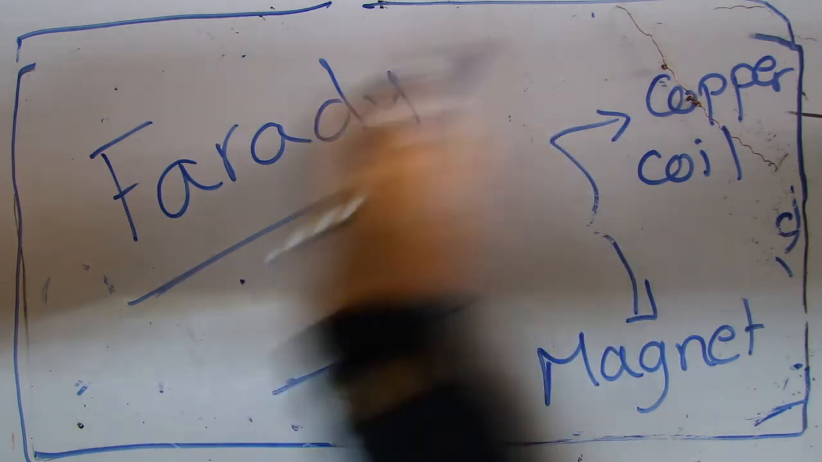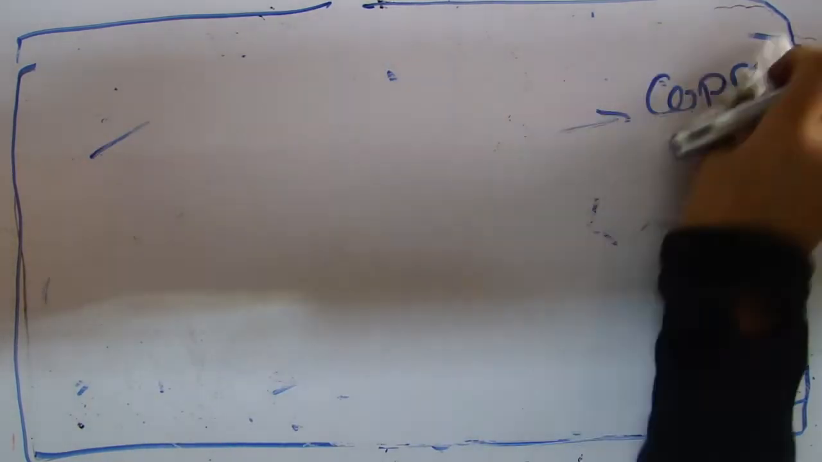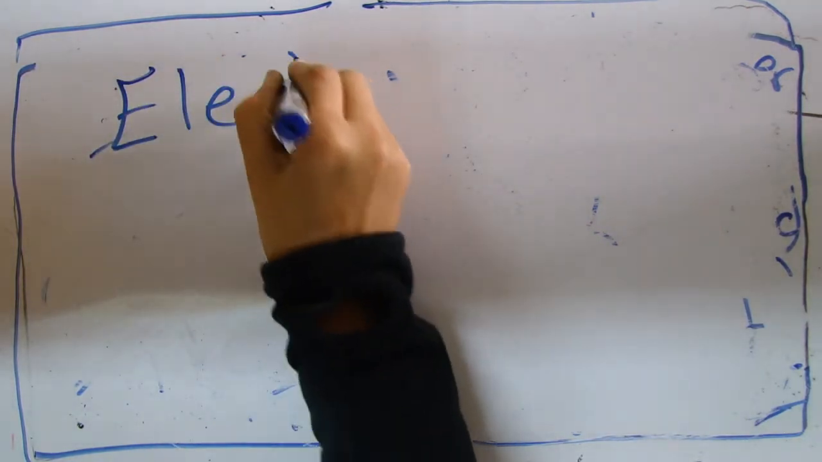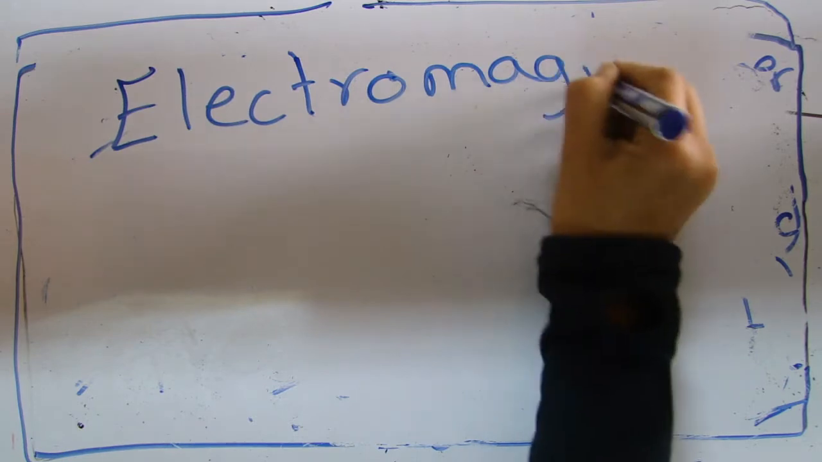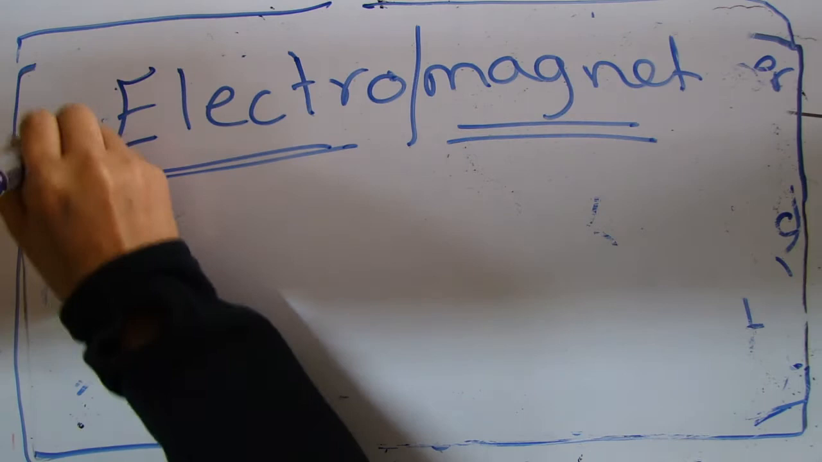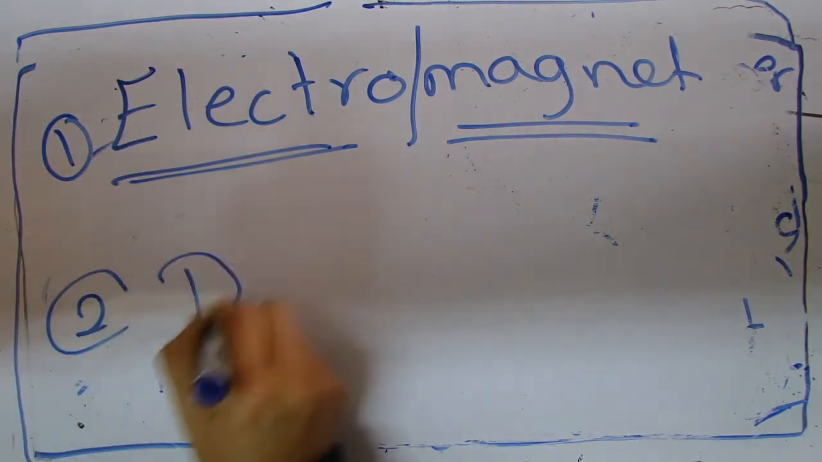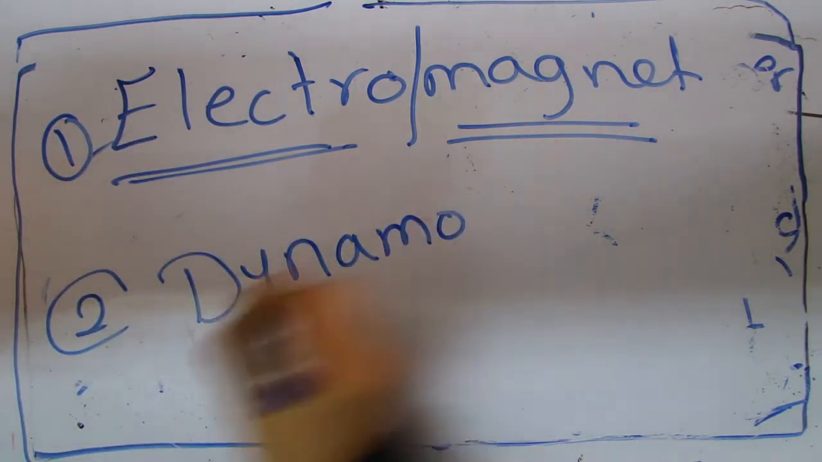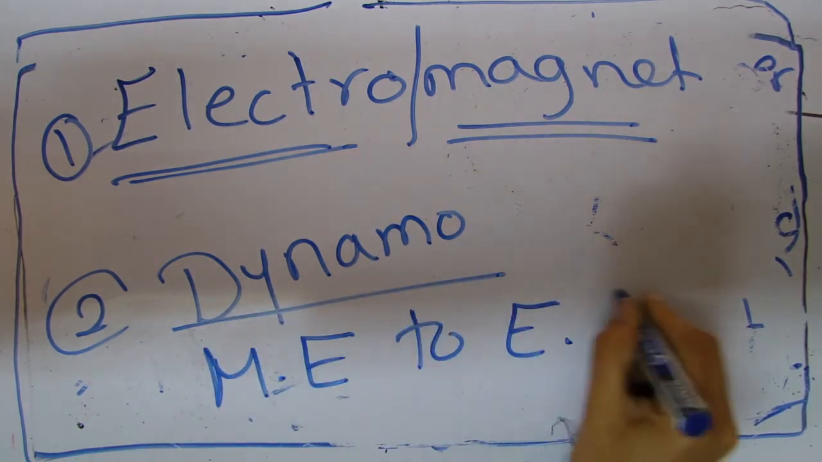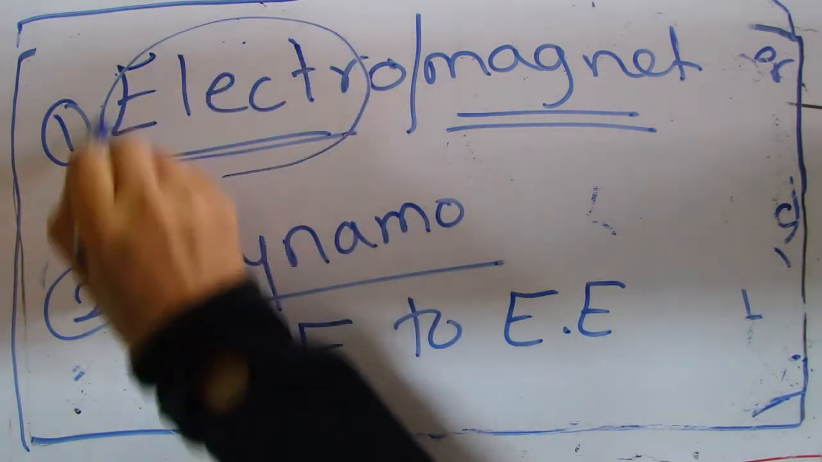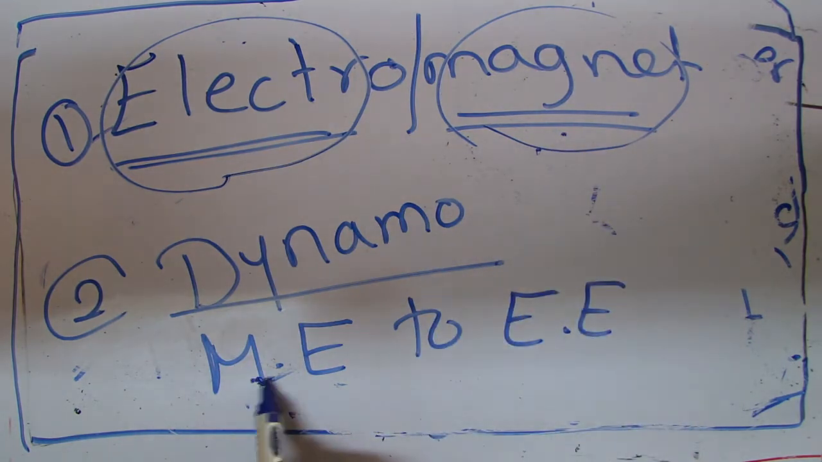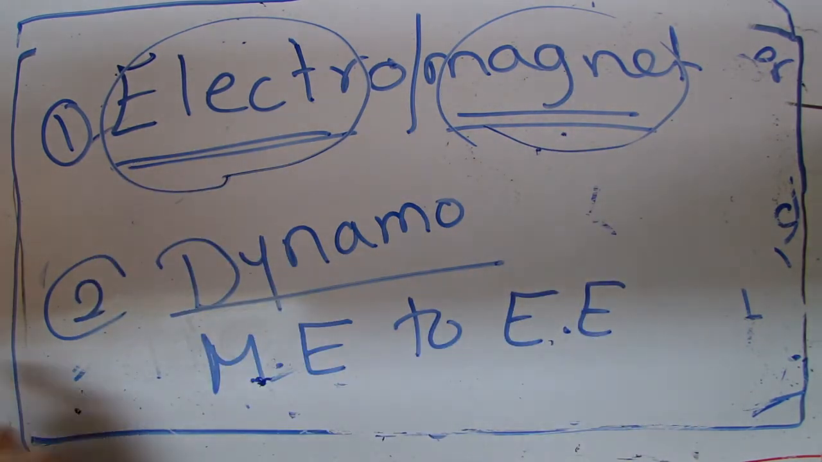How does the dynamo work? We say electromagnet again. There's the electromagnet, from electric energy to magnetic energy. But the dynamo is from magnetic energy to electric energy. Again, the electromagnet goes from electric energy to magnetic energy. The dynamo is the opposite. It's from magnetic energy to electric energy.